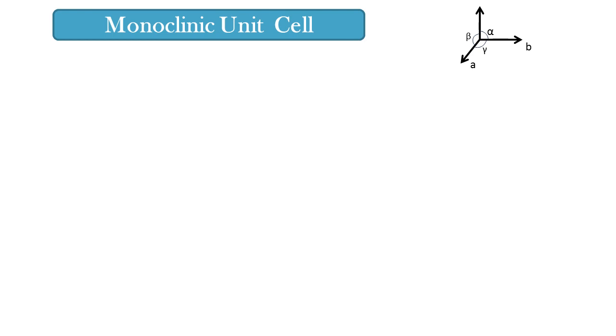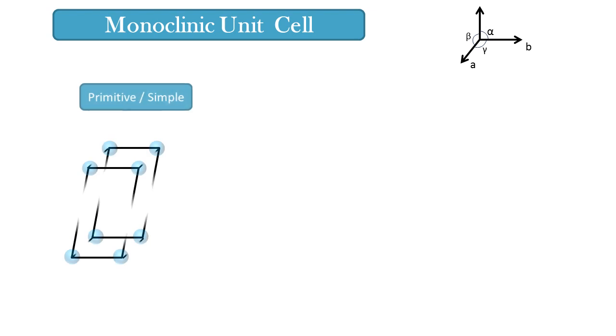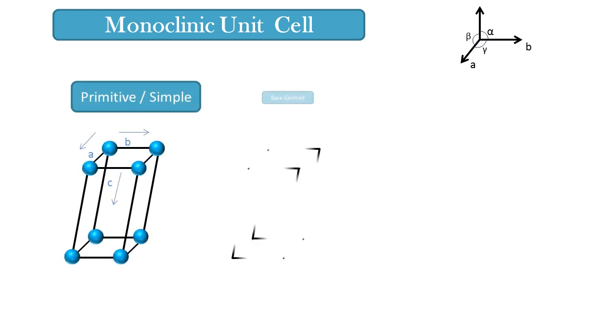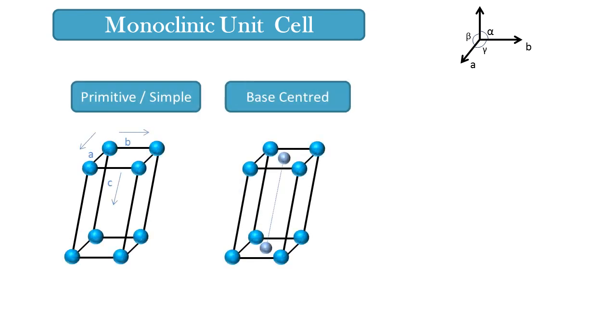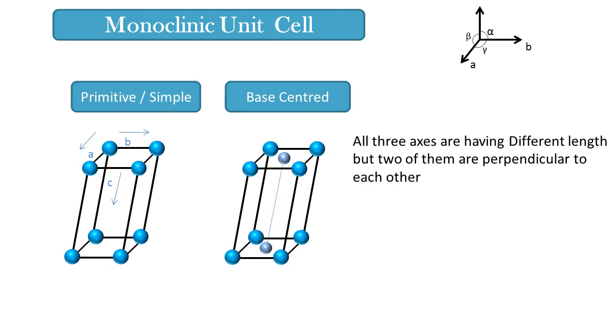Next one is the monoclinic system, which consists of two kinds of unit cells: simple monoclinic unit cell and the second one, base centered monoclinic unit cell. We already know the structural differences of these types based on the position of the atoms. In these types, length of the edges are different, but two of them are perpendicular to each other. So we can say that A is not equal to B is not equal to C, and angle alpha equals angle gamma, which is 90 degrees, but not equal to angle beta.